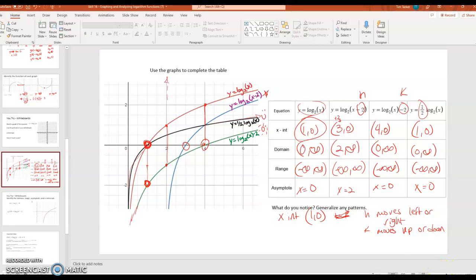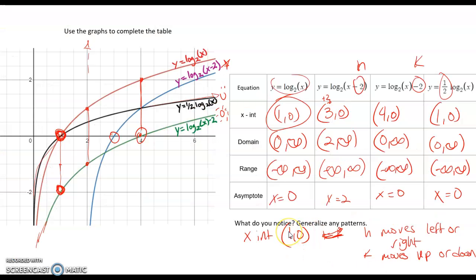Sorry, guys, I cut off halfway. So we'll finish the rest of the lesson in this part two. So we were talking about how our h shifts us left or right.